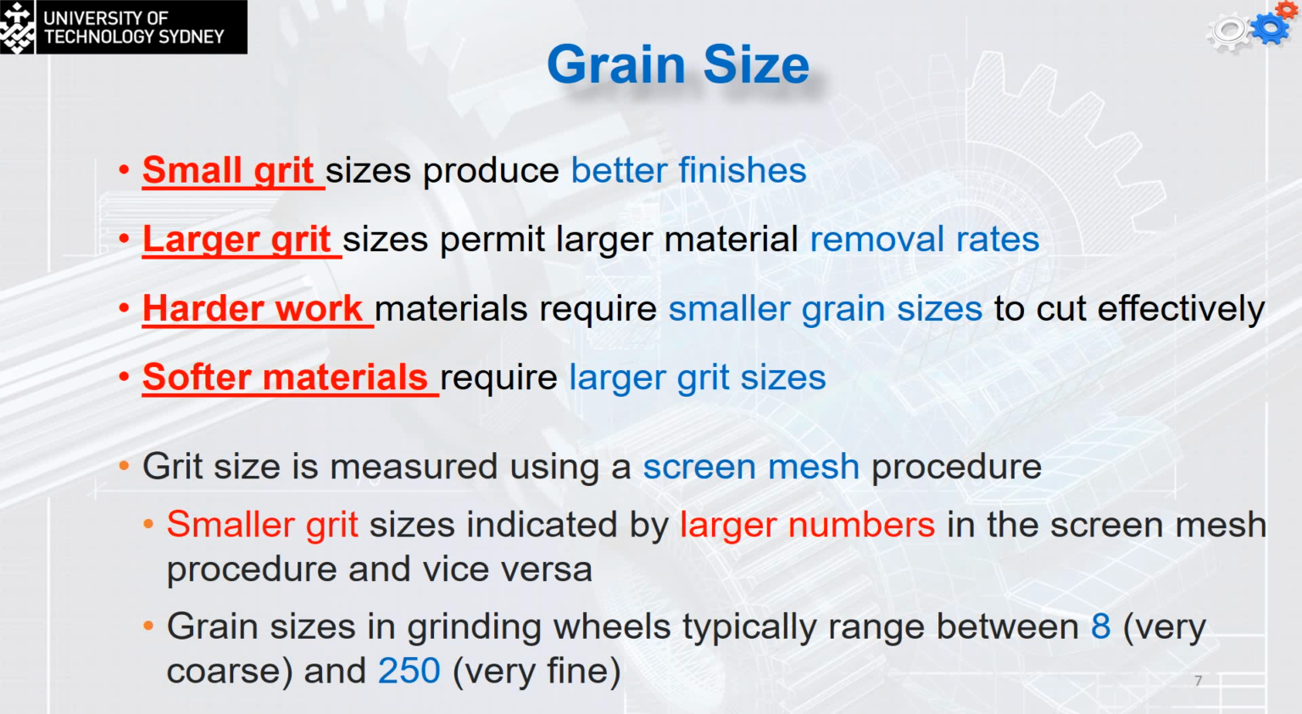The grain sizes in grinding wheels typically range between 8 for very coarse grinding wheels, and 250 for very fine. Now once again, this is the density. Higher density means we are going to have a finer grinding wheel.